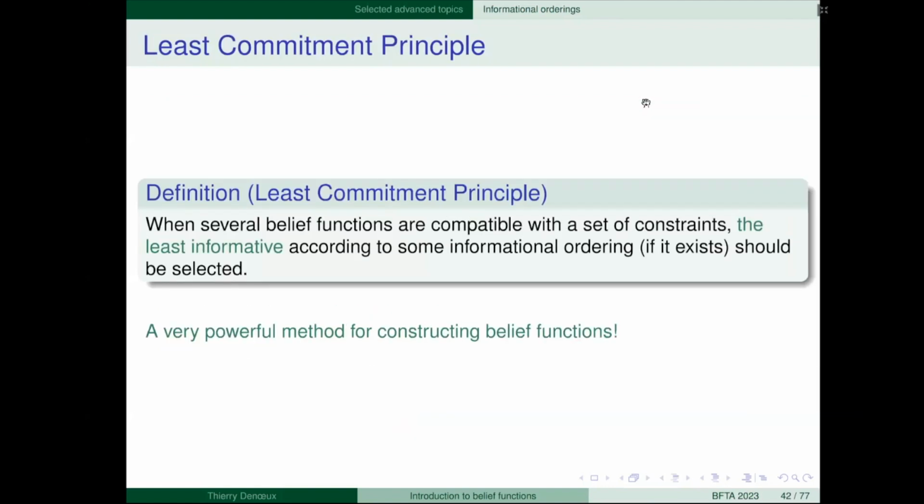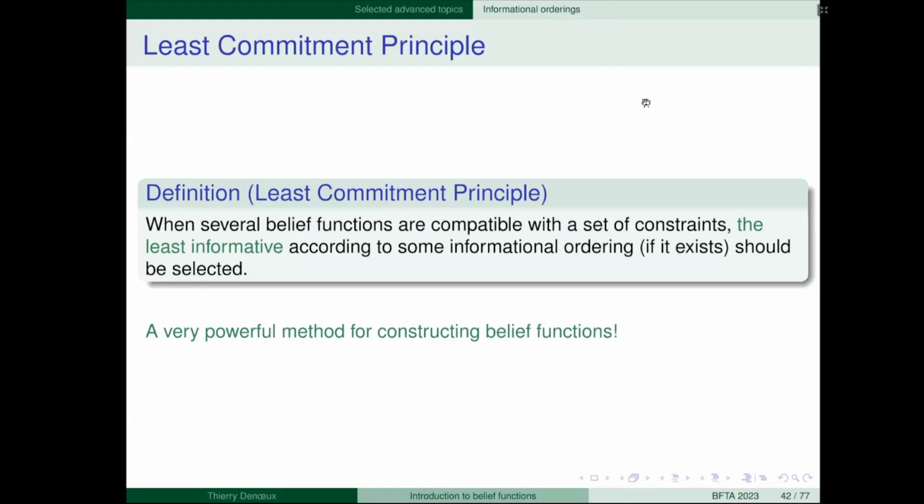Okay, so now what can we do with that? We can apply something called the least commitment principle. It plays the same role as the maximum entropy principle in probability theory. When we're working with probabilities, sometimes we have some unknown probability distribution. We define some constraints, and then we search for the probability distribution with maximum entropy that verifies these constraints. It's a principle of maximum uncertainty. You want to say something, but not more than what you know.